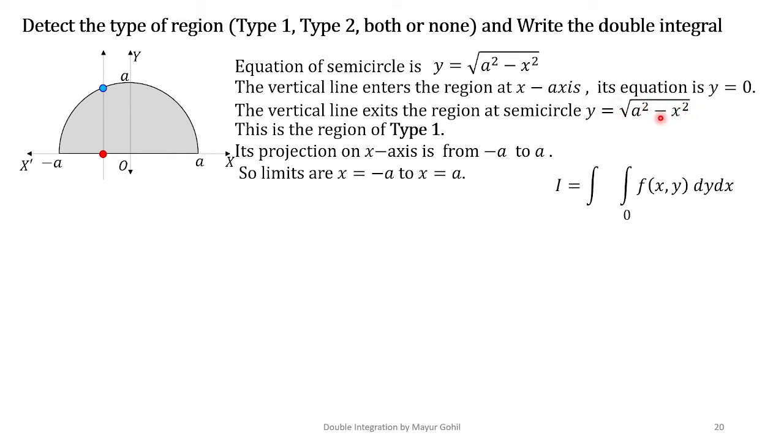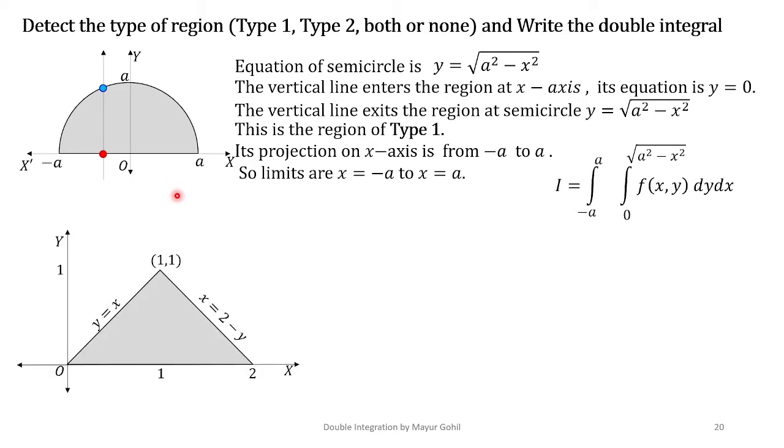So instead of writing that entire equation, I'll just write square root of a square minus x square. Now the projection limits, as I told you in my previous video lecture, are going to be x equals minus a to a. So outer limits are always the projection limits. They are minus a to a. So here we are ready with our double integral for this semicircular region. Now let us move further and see a different type of region, a type 2.